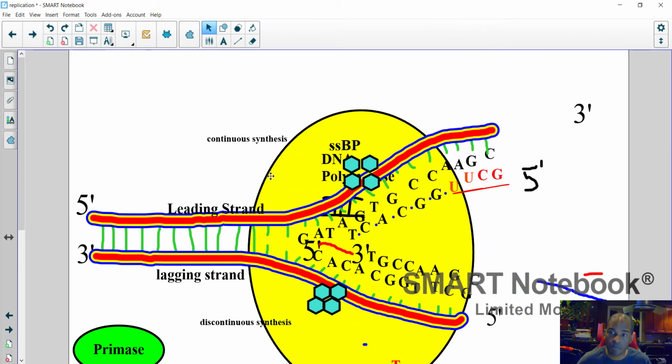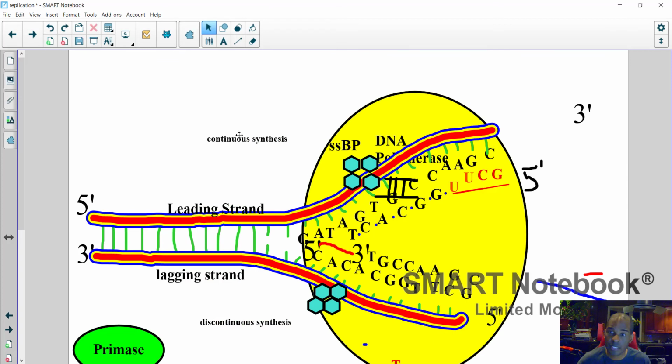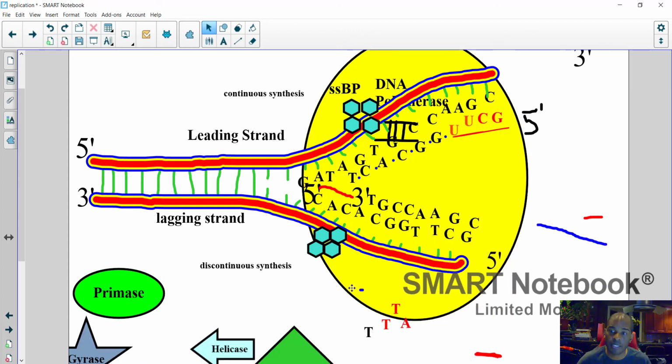So the top one is a continuous synthesis on the top strand. The top strand is called the leading strand and it has continuous synthesis. The bottom strand is called the lagging strand. It happens at the same speed, but the overall speed of the bottom strand is slower, slowing down the whole process. So this is known as discontinuous synthesis because it's made up of little fragments.